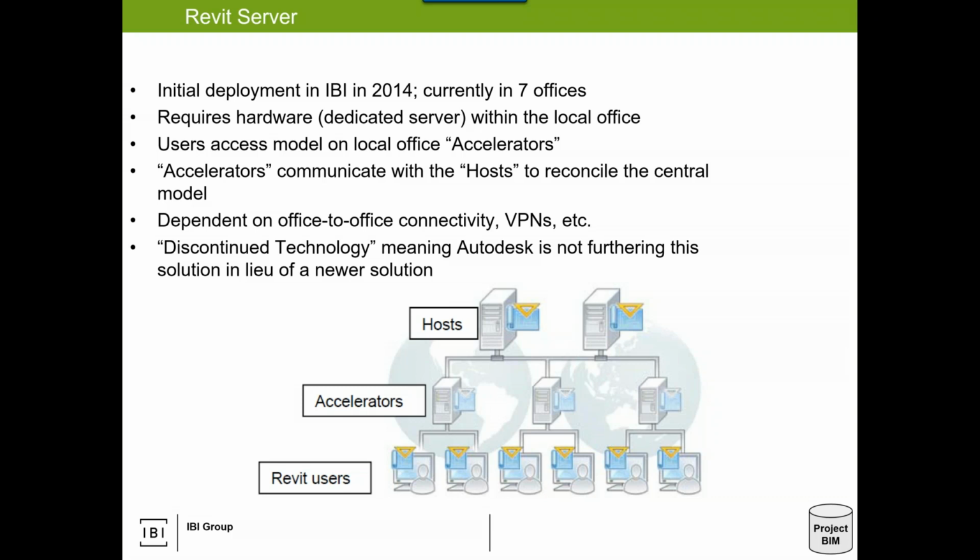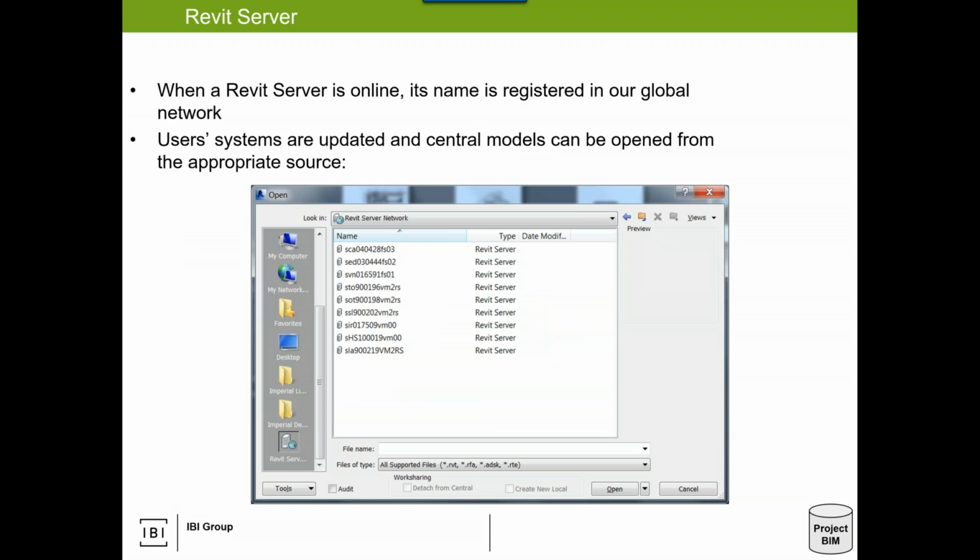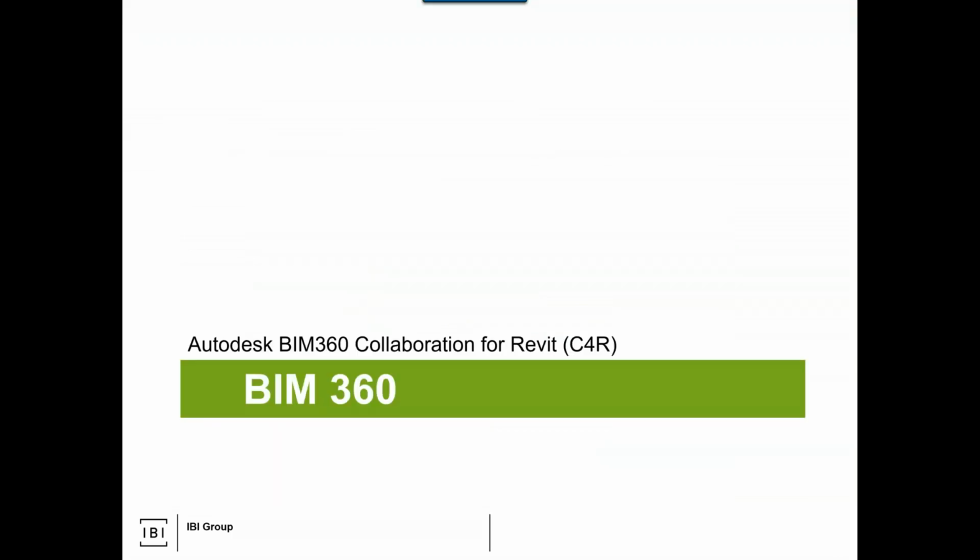The idea there, again, this is local hardware. You have a host, an accelerator, and a user. So you have one office that hosts the project, and then that gets accelerated to other offices. And that's the mechanism that helps that interweaving, the speed of the interweaving from the users in the multiple locations. I keep saying discontinued technology. So if you use it in the assignment, if it makes sense, great. If it doesn't, use something else. And this is kind of what it looks like when it's installed. You have a Revit Server button and you can select your server and away you go.